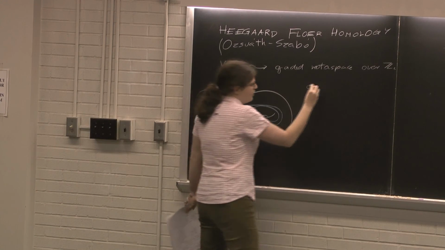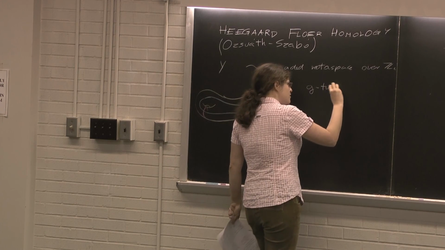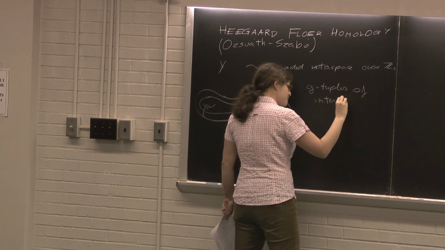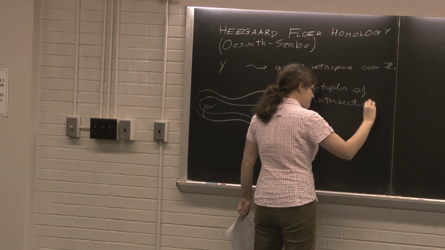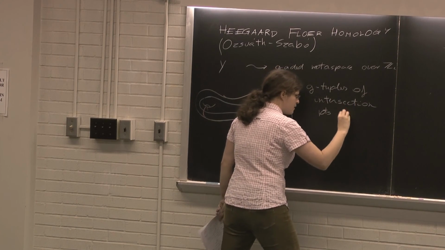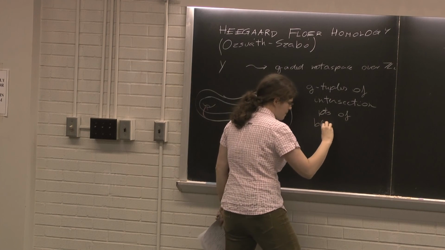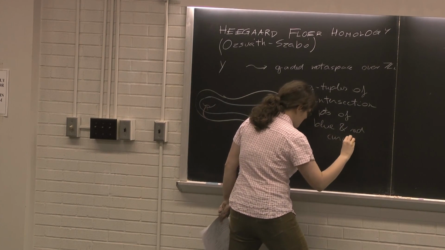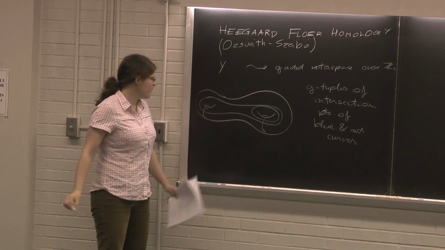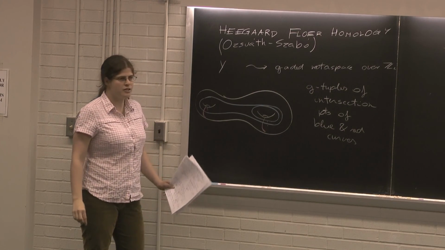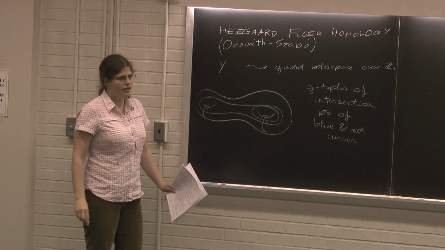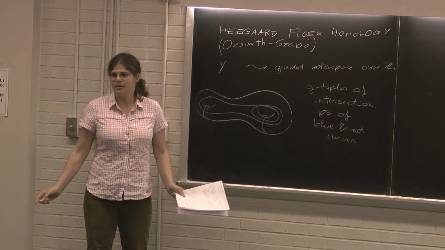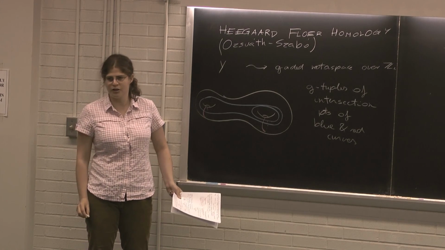g is 2 in this picture. g-tuples of intersection points of blue and red curves. So this gives you a chain complex. Once I define a differential, which I'm not going to do, the differential counts holomorphic curves.